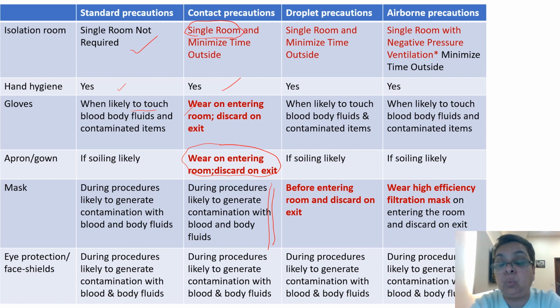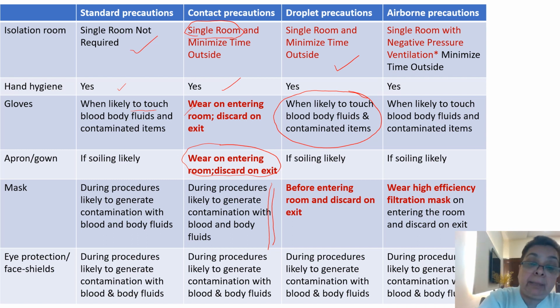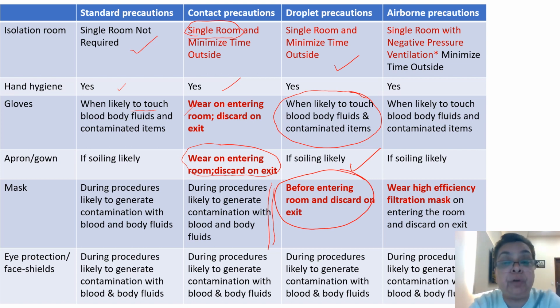Moving on to droplet precautions. Again, a single room is required, preferably. Minimize the time outside. Follow hand hygiene. Gloves are to be worn when we are likely to touch blood, body fluids, and contaminated items. Apron and gown to be worn if soiling is likely. So this is just like standard precautions. Mask is mandatory before entering the room. Discard this mask on exit from the room. Eye protection and face shields are to be worn if we anticipate we're going to generate contamination with blood and body fluids.